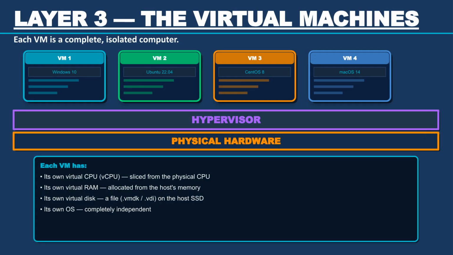Layer 3 comprises the virtual machines. Each VM is a complete, isolated computer with its own virtual CPU, RAM, disk, and operating system, all managed by the hypervisor and running on the same physical hardware.